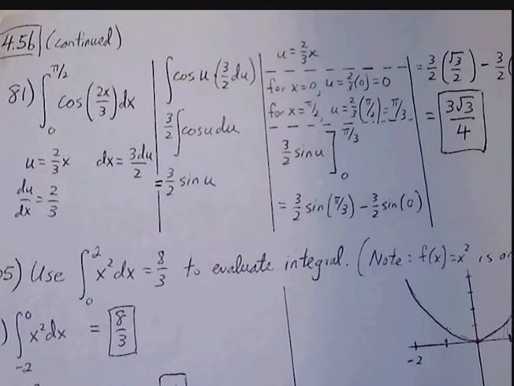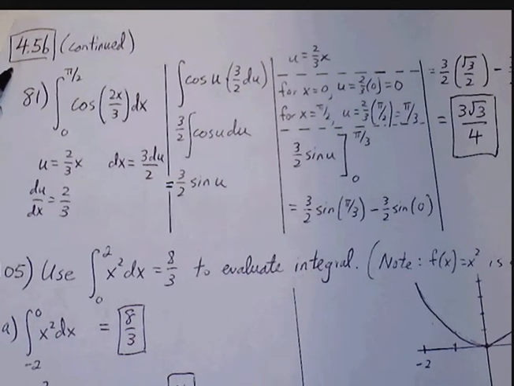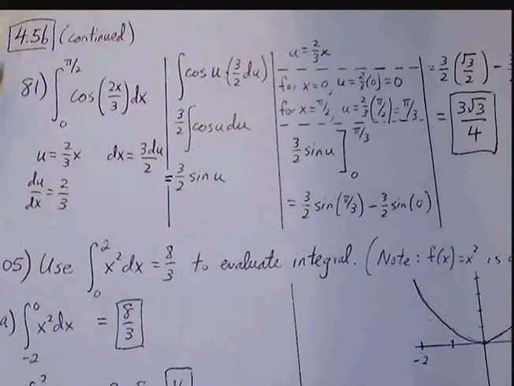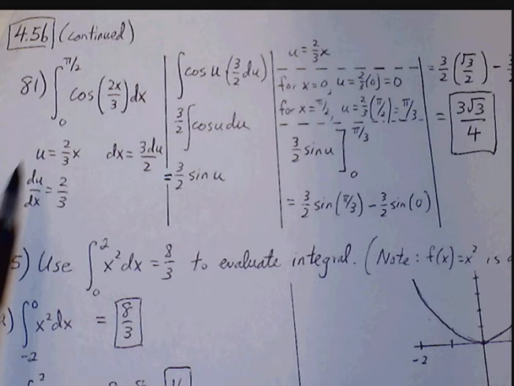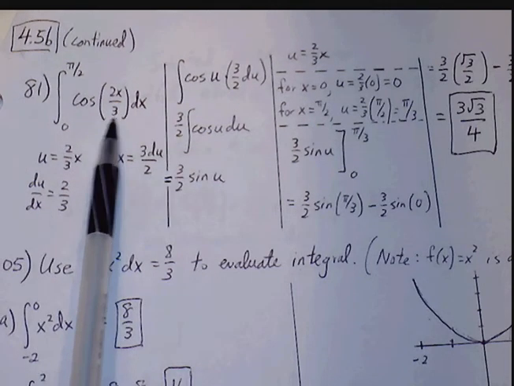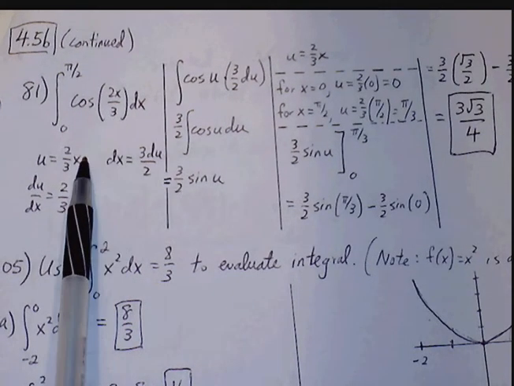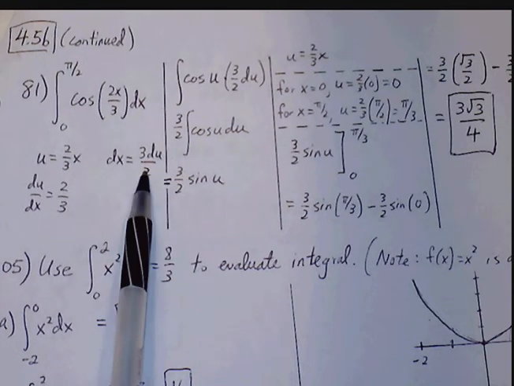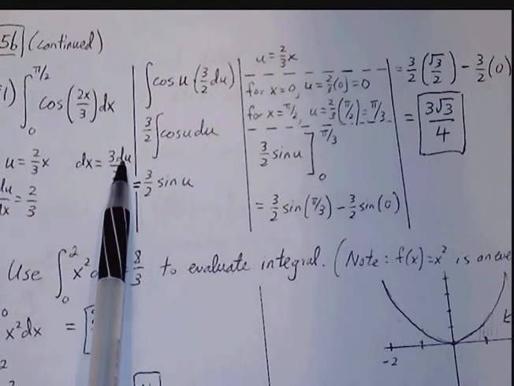Okay, finishing up on homework from section 4.5b, u-substitution using definite integrals. So problem 81, we go through u-substitution, u value being 2/3 x. The derivative is simply 2/3, so dx is simply 3/2 du. We make our substitution.